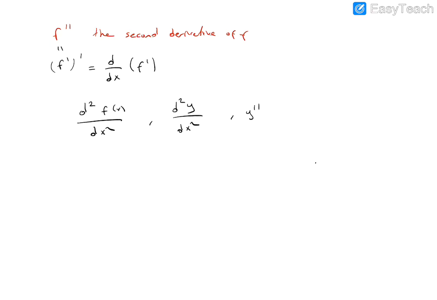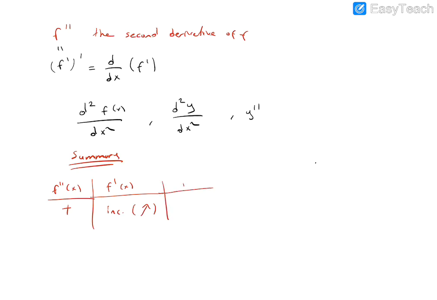As a summary, I can say that if the second derivative of f of x is positive, f prime of x is increasing, like this one. So the graph of f of x is concave up. So the graph looks like this one, either this graph or that graph.